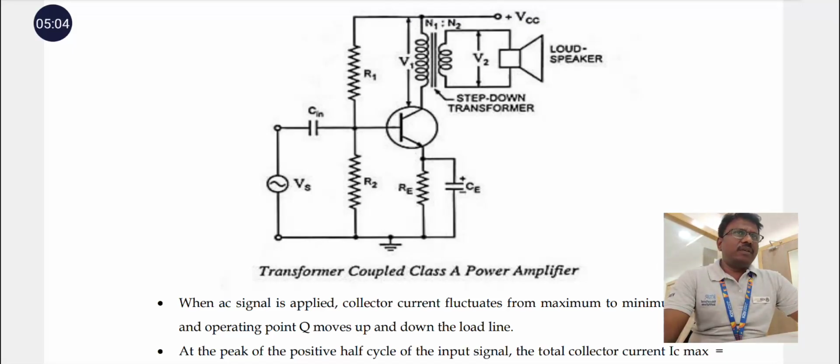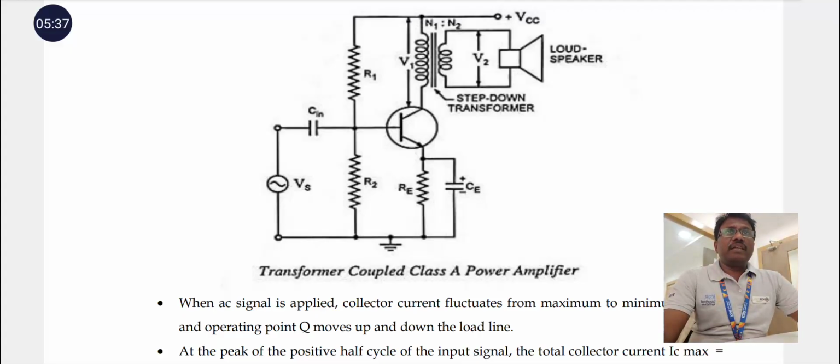Next, coming to the working principle. Now let us understand the complete operation step by step. A small AC audio signal is applied through C-in to the transistor base. R1 and R2 provide the required DC bias. The transistor operates continuously in the active region. Next, the transistor amplifies the collector current. Even a very small input signal produces a large change in collector current.